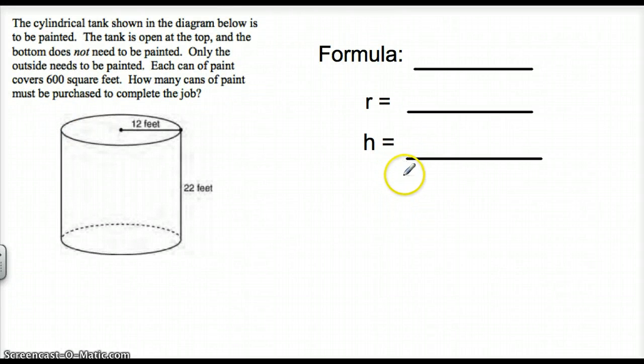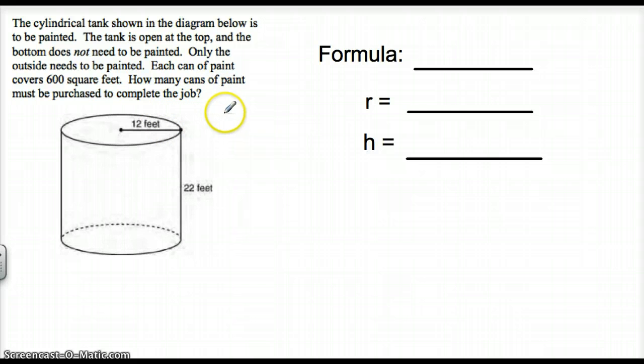Let's take a look. The cylindrical tank shown in the diagram below is to be painted. The tank is open at the top and the bottom does not need to be painted. Only the outside needs to be painted. Each can of paint covers 600 square feet. How many cans of paint must be purchased to complete the job?